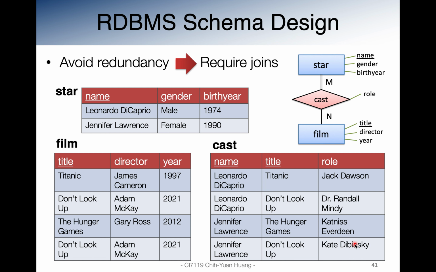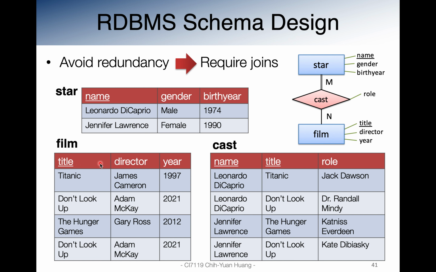So as you can see, this name and title are the foreign keys. The name here links to the primary key in the star table, and the title in the cast table is the foreign key linked to the title primary key in the film table.